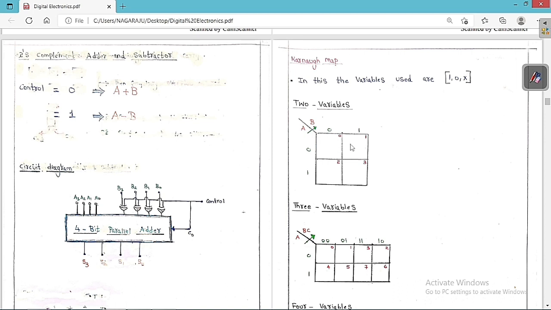You can group them this way, this way, this way, or this way. But you can't do the grouping in this diagonal manner. You can only group in the adjacent manner. This is the point that you always have to keep in your mind.